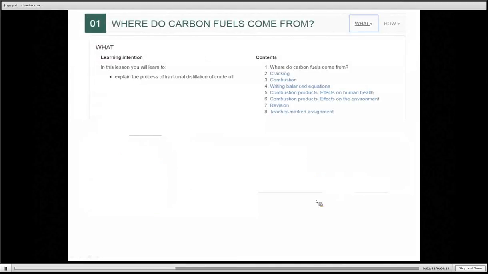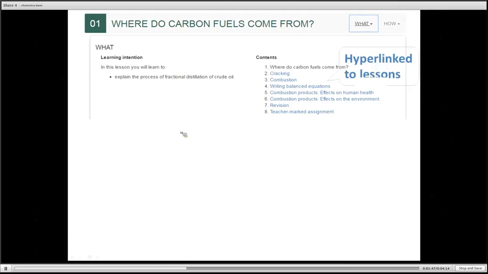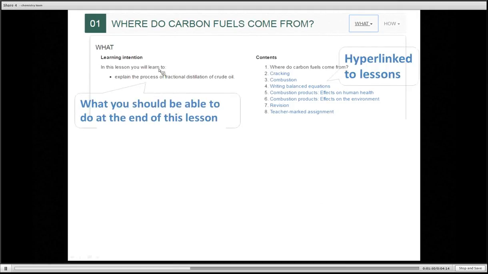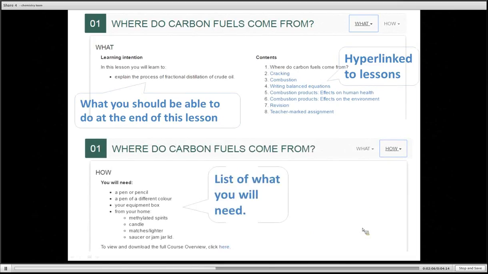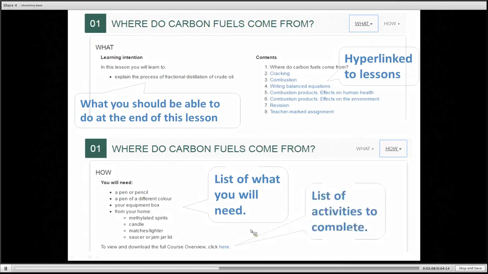Right, the first lesson, where do carbon fuels come from? What can we find out here from these tabs? The What tab, again, is the hyperlinks to the lessons, and then the learning intention is you should at the end of each lesson be able to answer that statement or question. It's really more of a statement, but can you do that? And then the how is again just simply 2 lists, the list of what you're going to need and the list of activities to complete. What you need is really for the whole module rather than for each individual lesson.